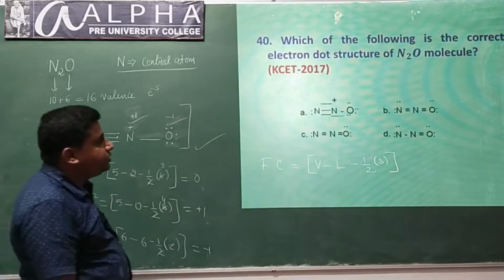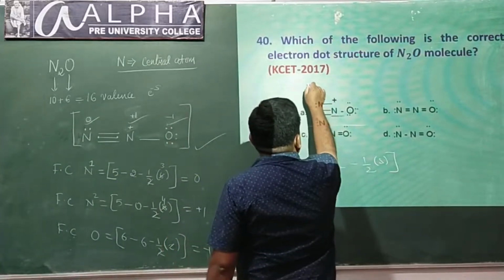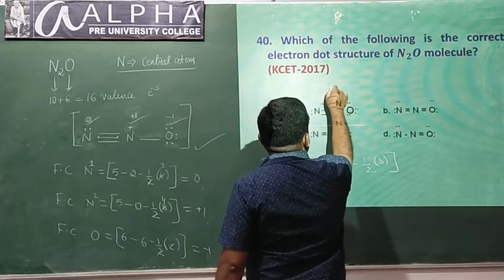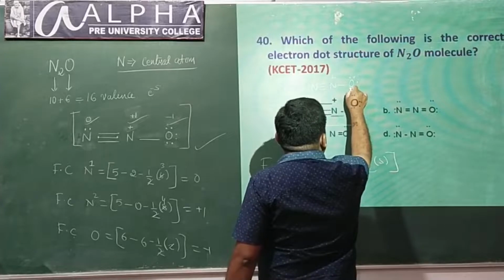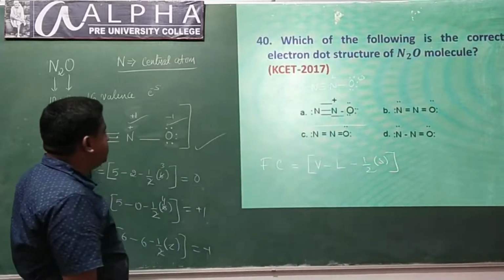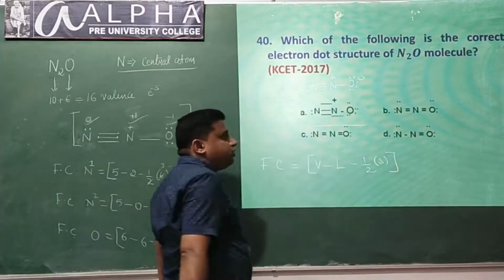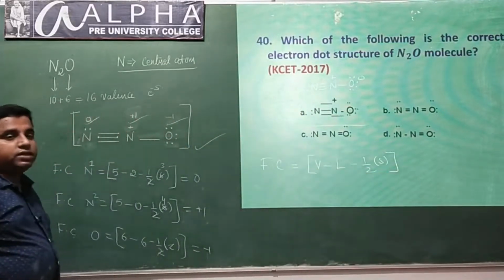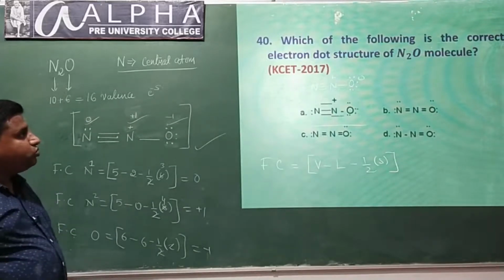Where do you find this? We have it here. Look here, it is given. If it is not visible: N triple bond N plus, O with 6 lone pair of electrons and 1 negative charge. Do we have the same? Yes, positive charge and 1 negative charge. Hence the correct Lewis dot structure for this molecule is option B. Hope you have understood, students.